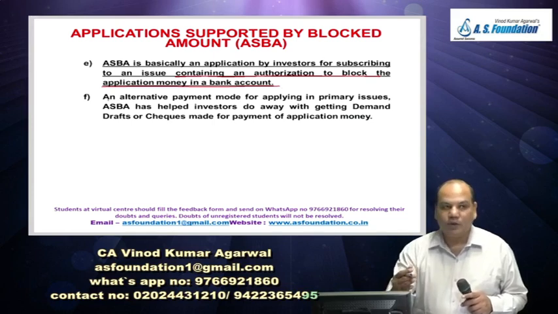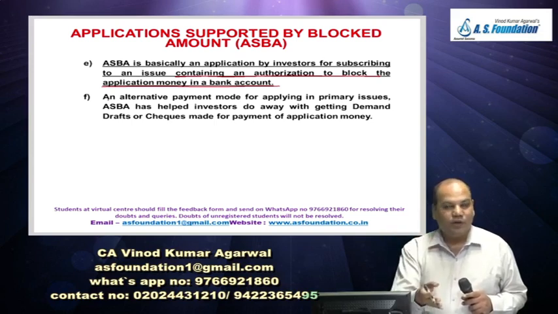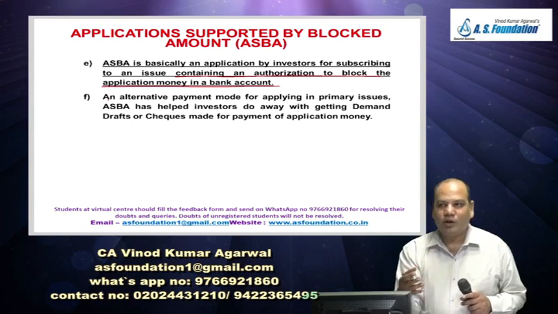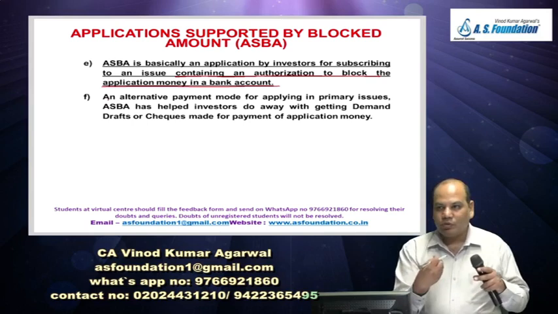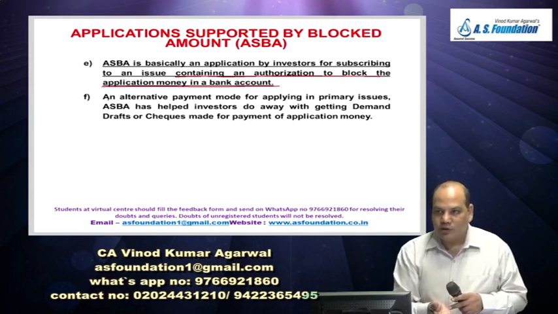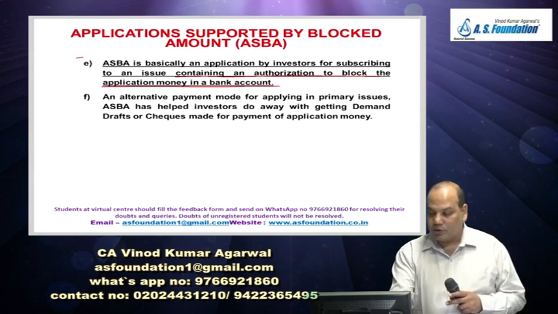Earlier, if you sent the application, you received the allotment after 40 days. For that period, you were losing the interest. And if you were not allotted, again after 15 days you would get the refund check. So for 30 to 50 days, your money was not generating any income for you. Therefore, SEBI got this idea about ASBA. Money remains in your bank account. An alternative payment mode for applying in primary issues.